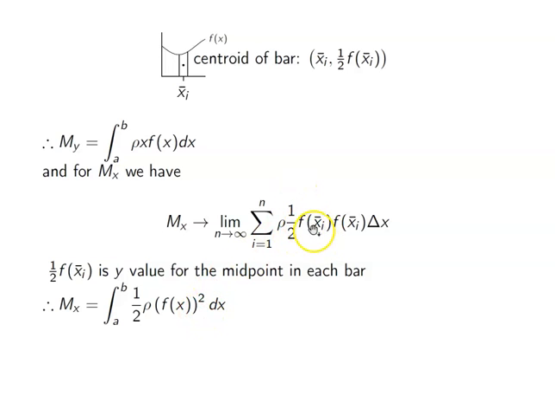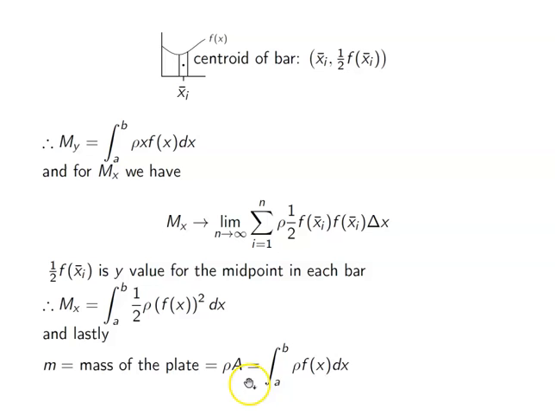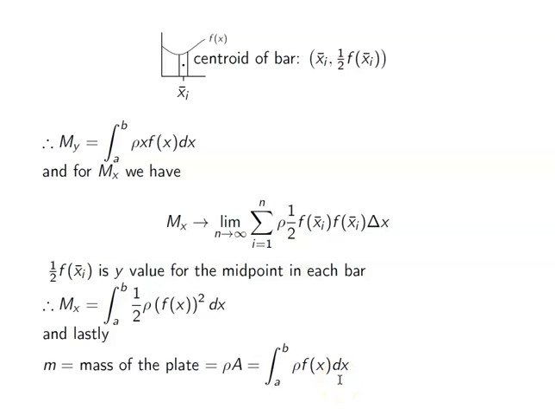1/2 times our function for the y value, and then here for the area of our bar. F of x bar times delta x is the area of each bar, and then this is the location of the midpoint. Okay. And lastly, our mass for the system, the mass of the plate, is going to be rho times the area, and the area can be found as the integral from a to b of our function, right? So the rho is still here because it's the mass over that function. Okay. So leave this here for a second.